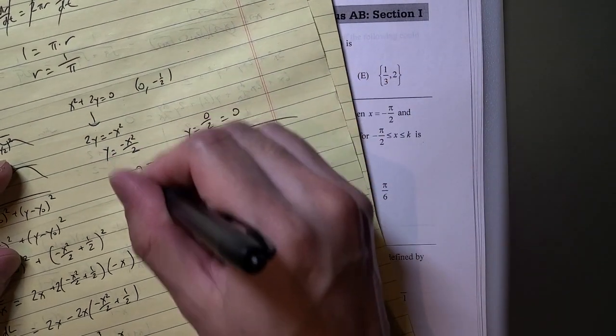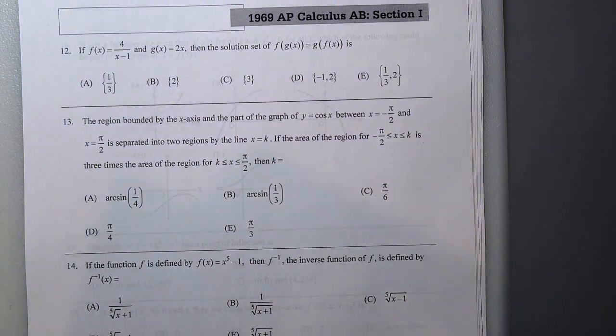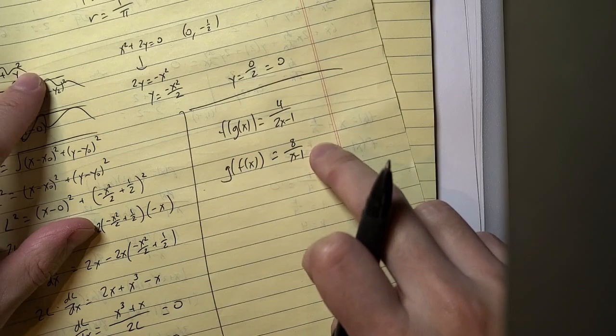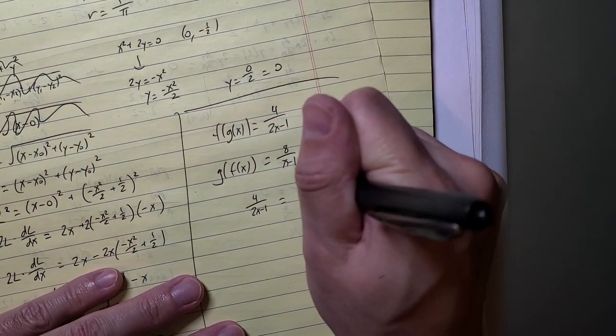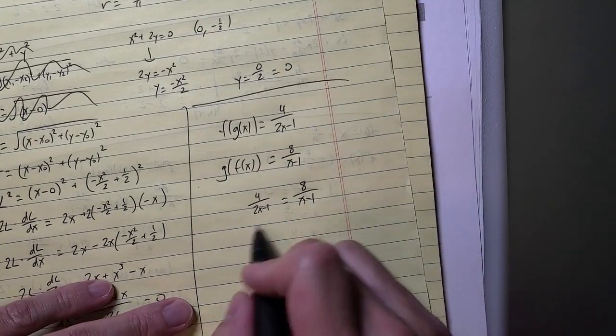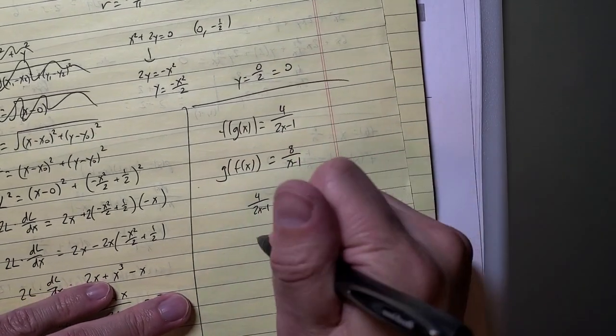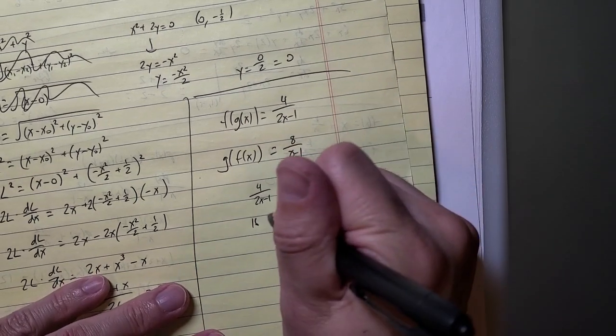So I'm doing this problem over here. So the solution set is what? We set these equal to each other. So 4 over 2x minus 1 is equal to 8 over x minus 1. How do we solve this? We can just cross multiply, right? There's probably multiple ways to do it, but let's just do it my way first in this video.